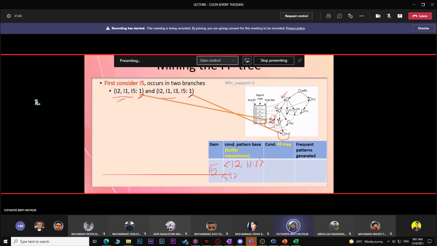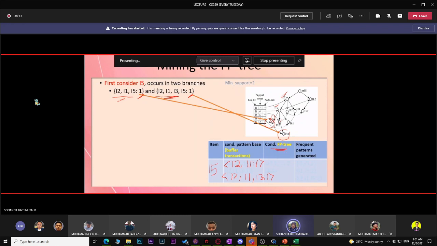Okay, macam mana saya nak padam ni? Dia selalu terkeluar. Okay, so I2 and then I1 and I3. Okay, yang ini another conditional pattern which is occur 1. Boleh? Okay, and now next one.